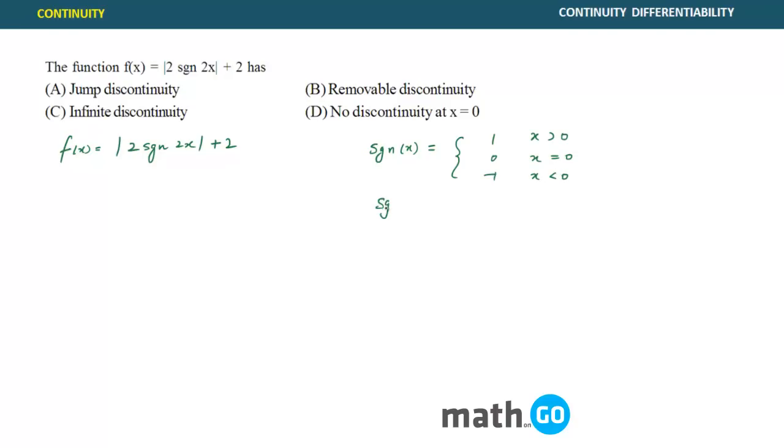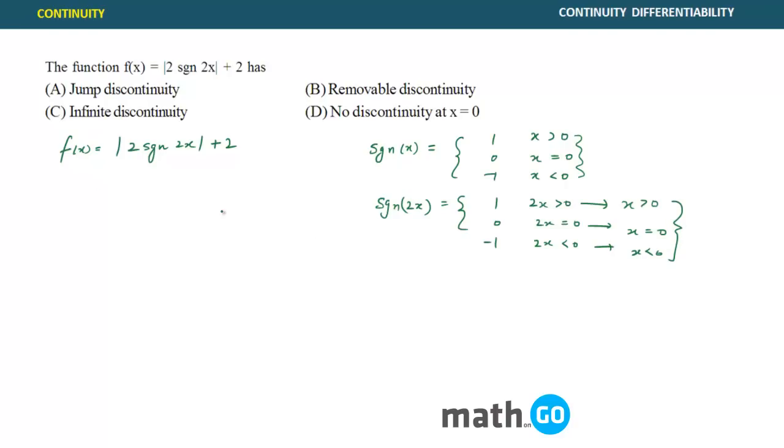So what will be the definition of signum 2x? Signum 2x will do the same activity. It will return you 1 when 2x is greater than 0, 0 when 2x is equal to 0, and minus 1 when 2x is less than 0. And if you see, this corresponds to the same property that is written here: x greater than 0, x equal to 0, and x less than 0. So signum 2x will return you these three values depending on these three values of x.